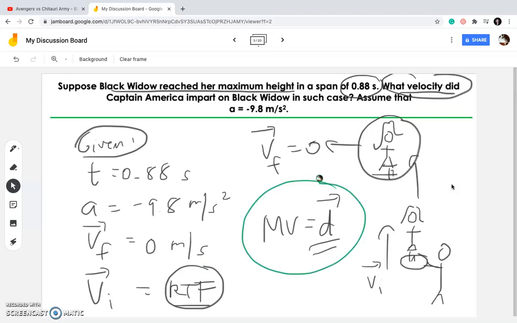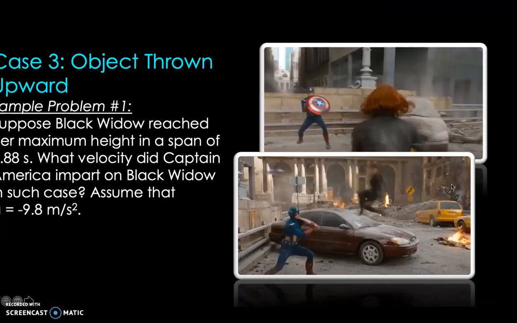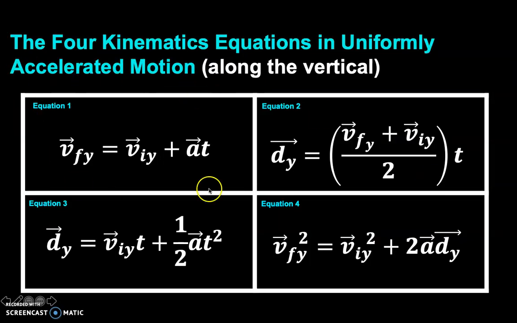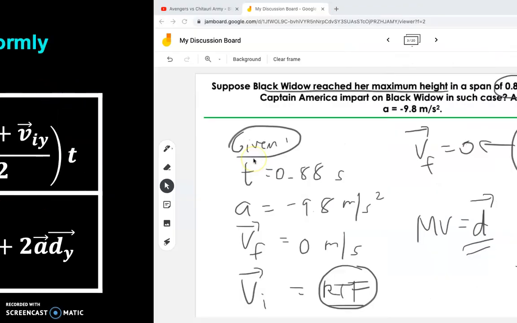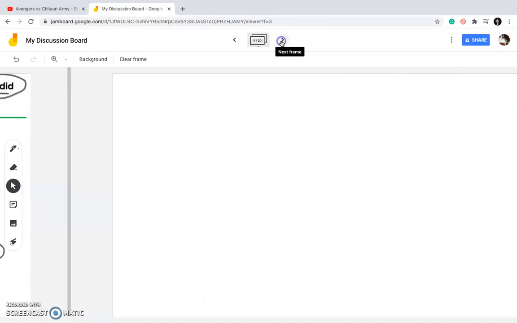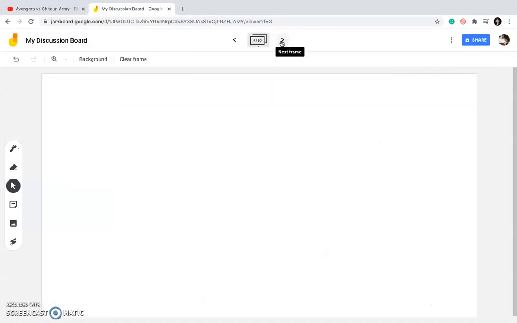It's simply because we have to pick the equation that does not contain the missing variable, and that's no other than equation 1. It doesn't have displacement. So we're going to use equation 1 and solve for that. Equation 1 is v sub f equals v sub i plus at. Because we're solving for v sub i, we need to isolate this one, right?